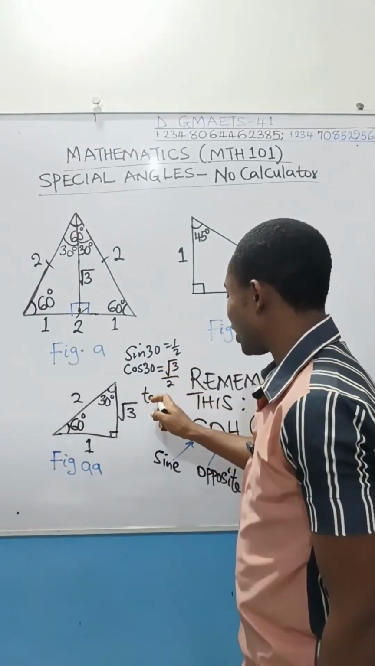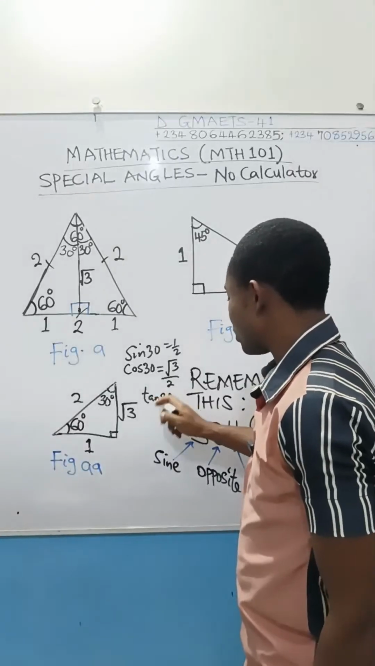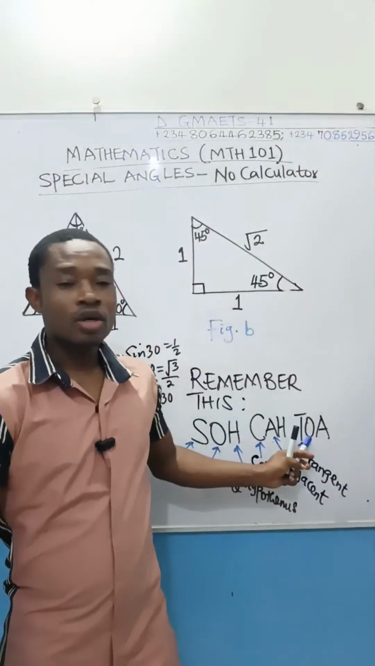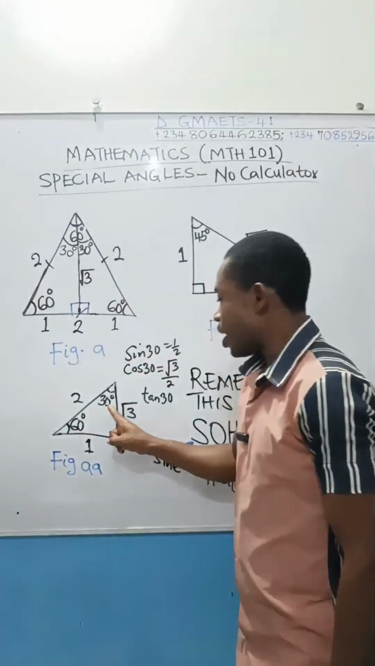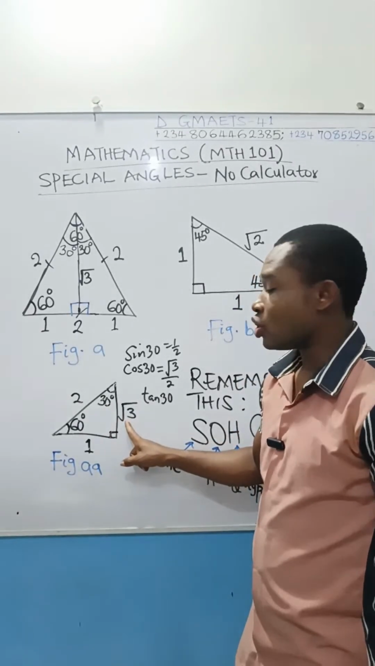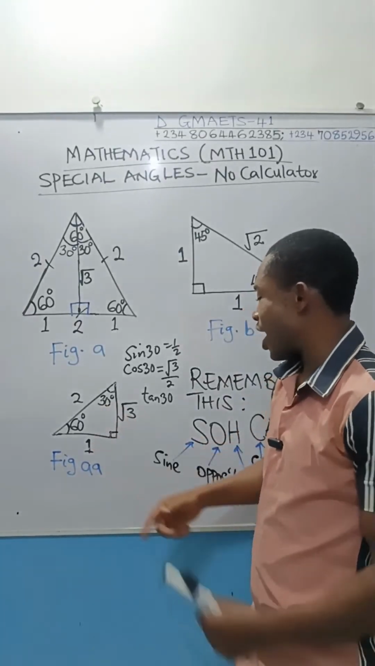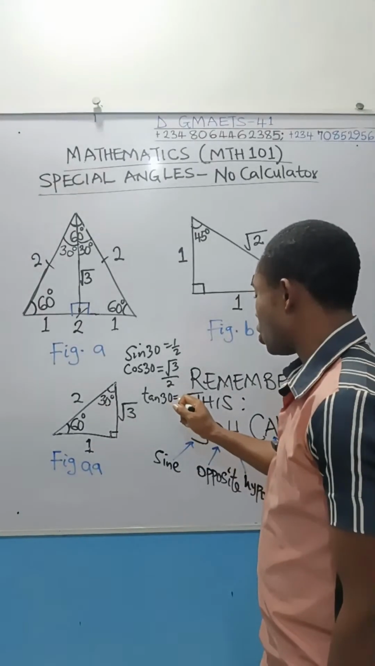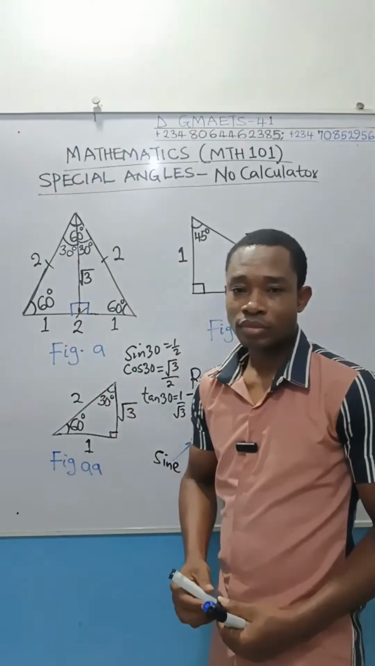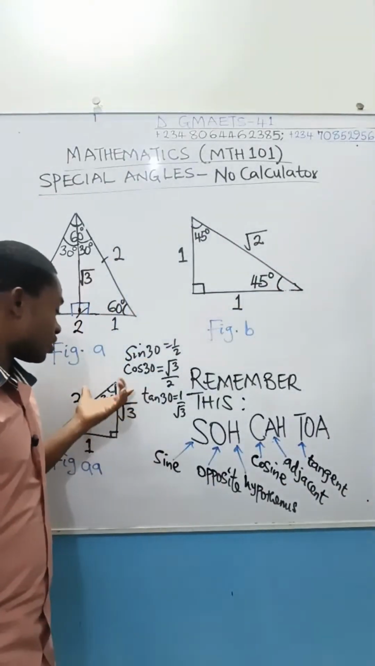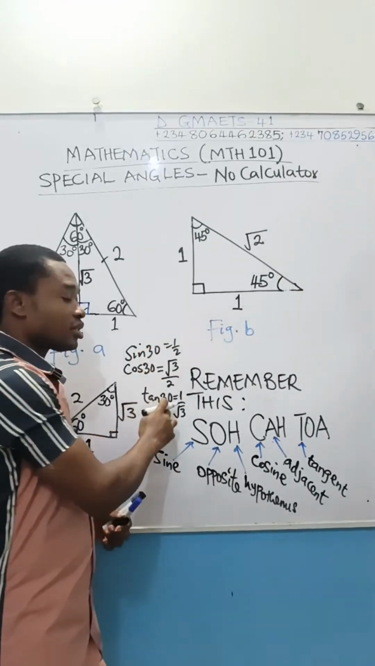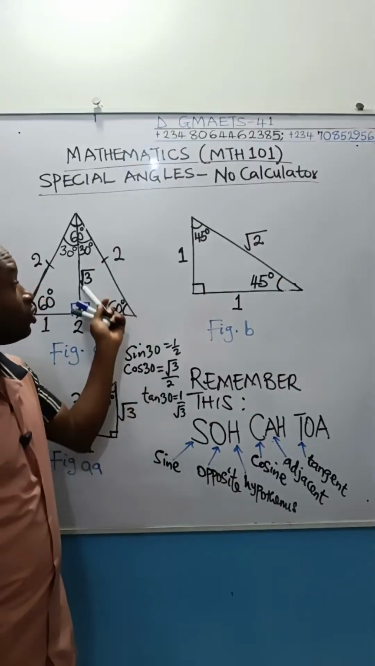Then finally, tan 30. We go back to it again. Tan is TOA, opposite over adjacent. You come here, where is the opposite? This is the opposite. Where is adjacent? This is adjacent. So tan 30 will now be opposite 1 over adjacent square root of 3. So you see the way I use this right angle triangle to obtain the values of sine 30, cos 30, tan 30. The same thing you do for the rest.